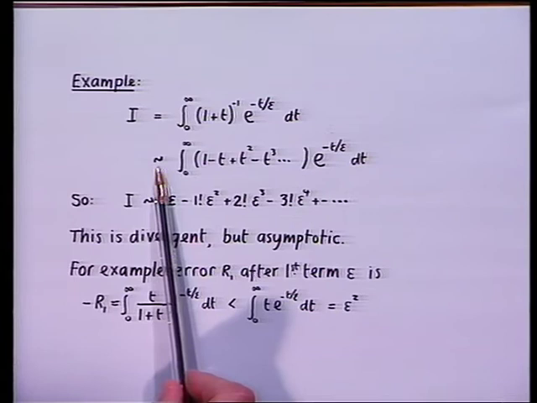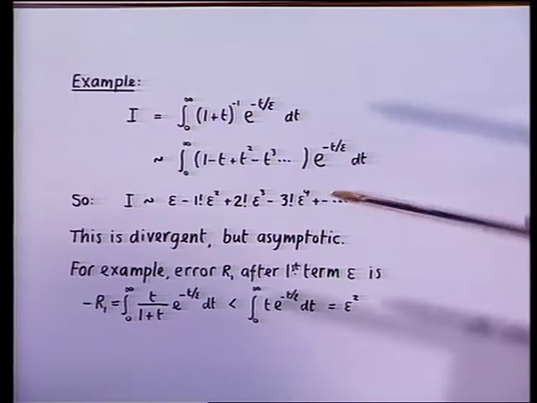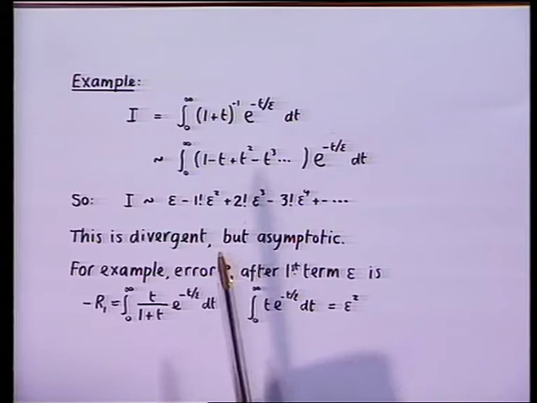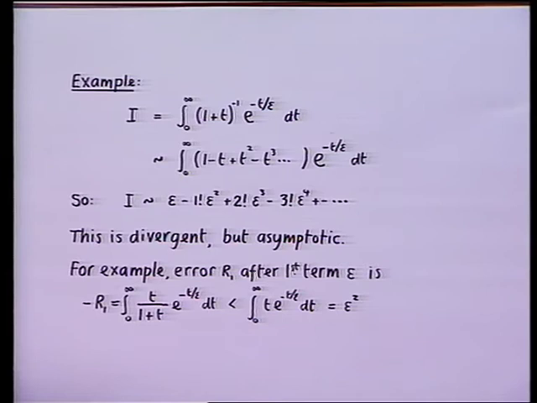Let's suppose for the moment that we can make the step from here to here. Then we can integrate term by term, and we finish up with the representation that I equals epsilon, which comes from this term. And then there's an epsilon squared term, which comes from integrating this term. And then an epsilon cubed term, which comes from integrating this term, and so on. We suspect that this is the asymptotic representation for the original integral I.